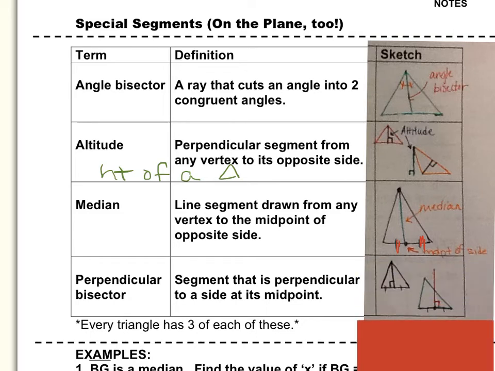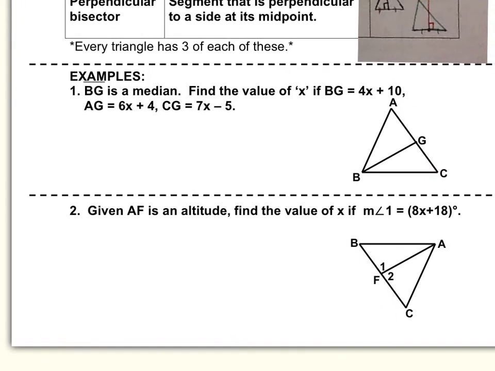And then this last one is perpendicular bisector. And we have a couple of different examples of what a perpendicular bisector does, and it may or may not be completely contained inside the triangle. Okay, so let's look at some examples.